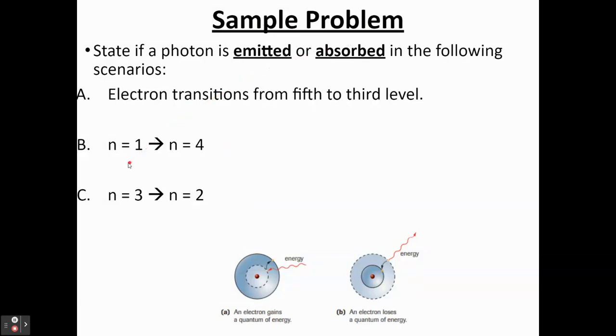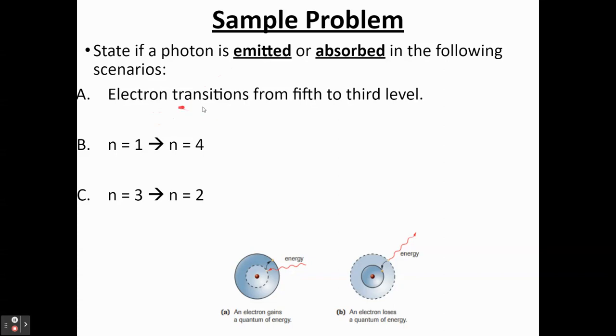So we'll start off with this one over here. I'll start off with scenario B. The electron is jumping from n is equal to 1 to n is equal to 4. So it's going from a low energy to a higher energy. So that means it must be absorbing. Let's take a look at scenario C. In scenario C, it's going from n is equal to 3 to n is equal to 2. So it's going from a high energy to a lower energy level. So it must be releasing or emitting energy.